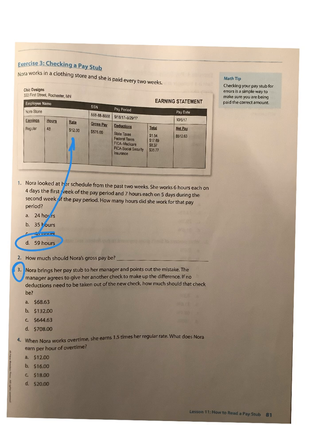Number 4, when Nora works overtime, she makes time and a half. So she makes her regular $12 an hour, but if you take 12 times 1.5, her overtime, she would be making $18 an hour. So 1.5 times her rate will give you how much she makes on overtime. That would be how you do number 4.